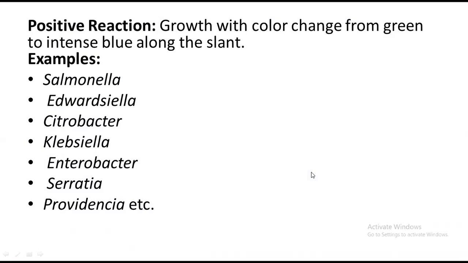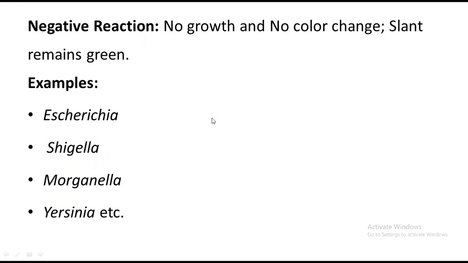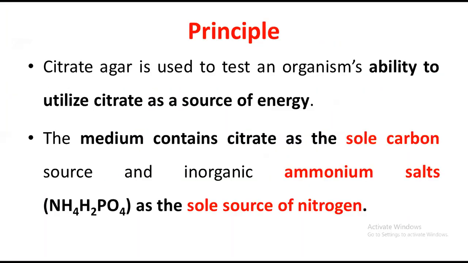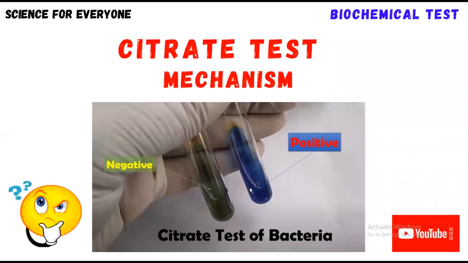Now here, these are the microorganisms that are showing positive test results for the citrate test, and these are the microorganisms that are showing negative test results for the citrate test. So this was all about the citrate test and its mechanism.